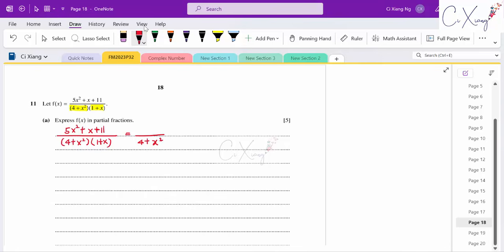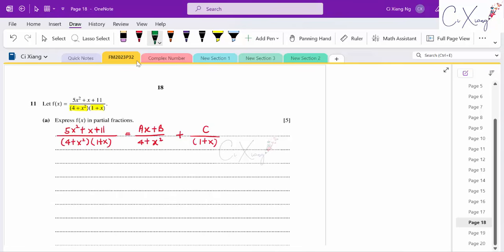Because this is a quadratic factor, when I write the numerator, it should be 1 degree lower, which means we should have ax plus b. Because this one is x power 2, and 1 degree lower means you start from x power 1. So we have ax plus b for the numerator. Then for the second part, we have 1 plus x. This is a linear factor, therefore on top it is only a constant c.